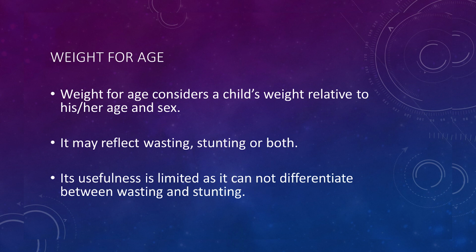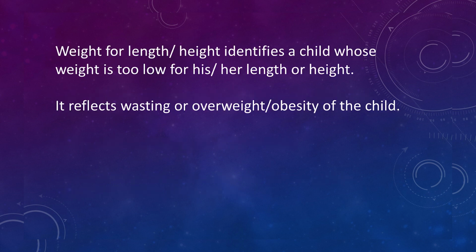By weighing you cannot differentiate whether the child is suffering from wasting or stunting. Then weight for length or height identifies a child whose weight is too low for his or her length or height. From the weight, we can diagnose only whether the child's weight is normal for his height and sex, or on the lower side. So it reflects wasting or overweight and obesity of the child.